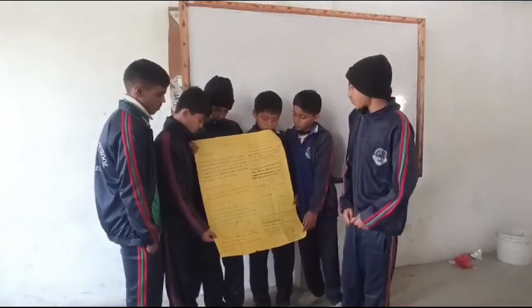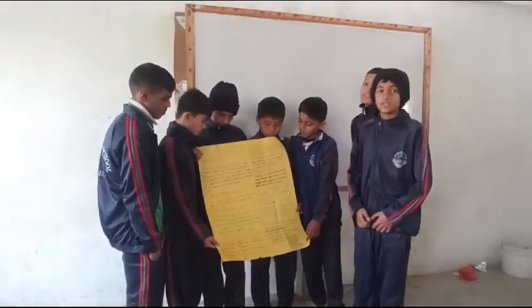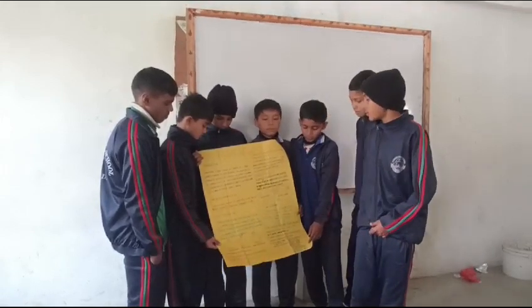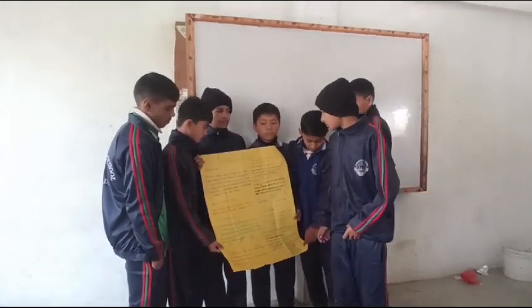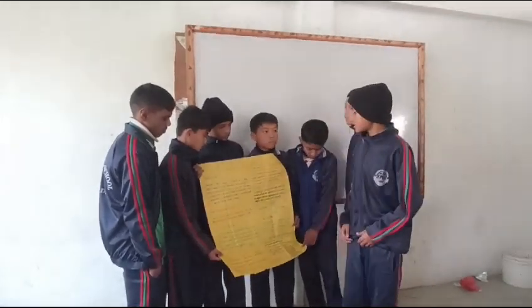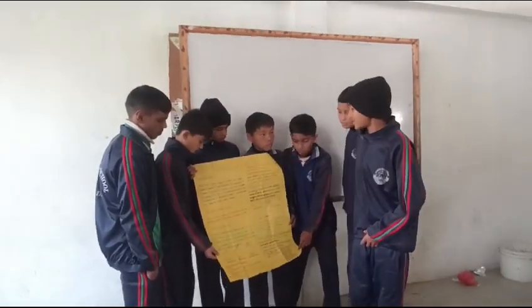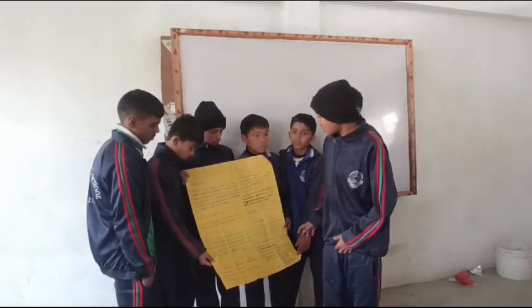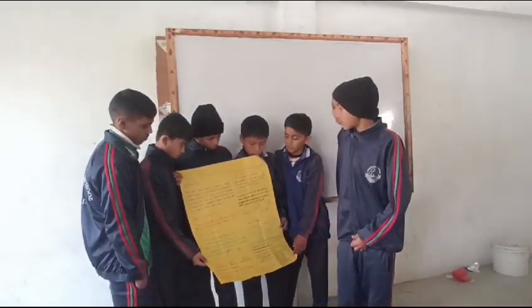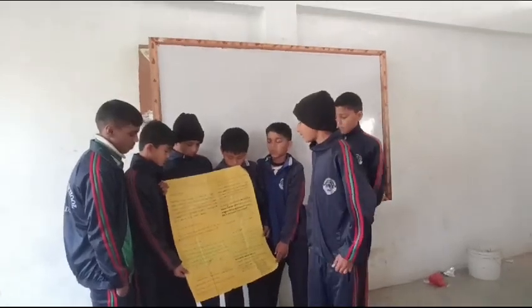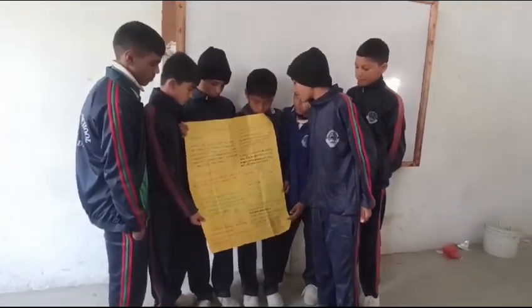The uses of series combination of cells: it is used to increase the voltage of the bulb. Series combination of cells is used to increase the voltage. It is used to increase the brightness of the bulb. It is used to run torchlight and remote.